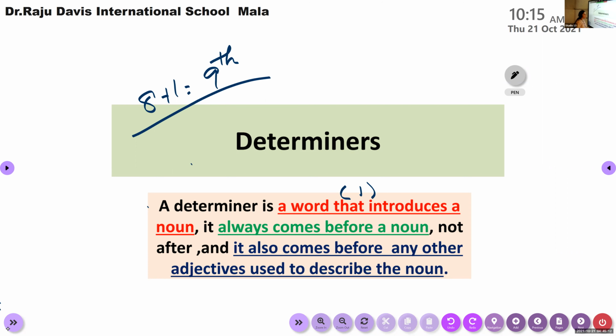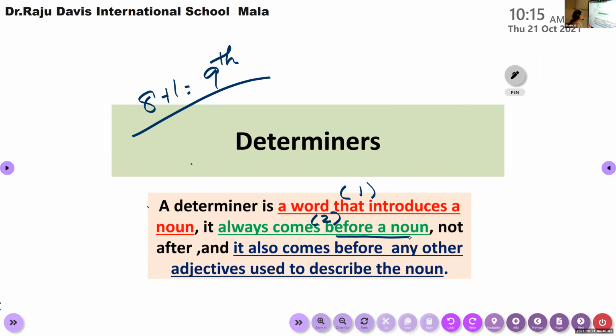Remember, my point number 2 is the position of a determiner is always before a noun. It always comes before a noun in a sentence, not after. This is point number 2. Let me repeat. Point number 1, a determiner is a word that introduces a noun. Point number 2, it always comes before a noun, not after a noun.